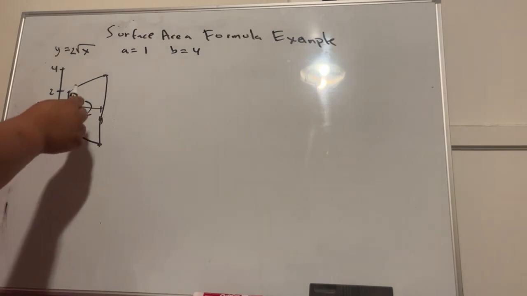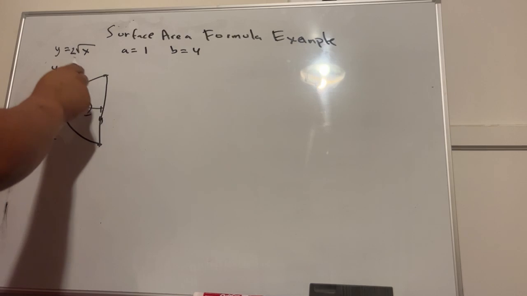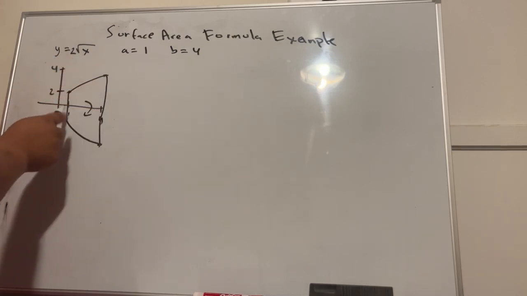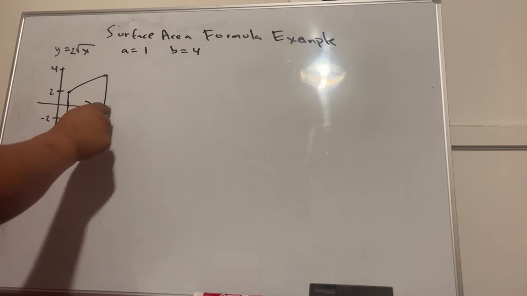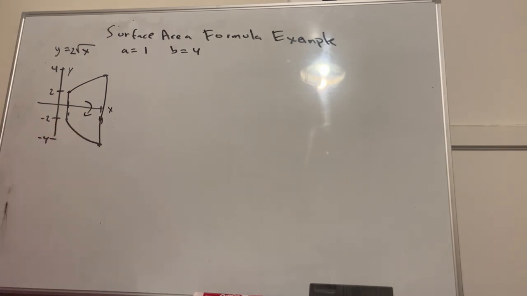So we're going to find the surface area of the solid of revolution formed by the graph 2 square root of x, between 1 and 4, x between 1 and 4, and around the x-axis.